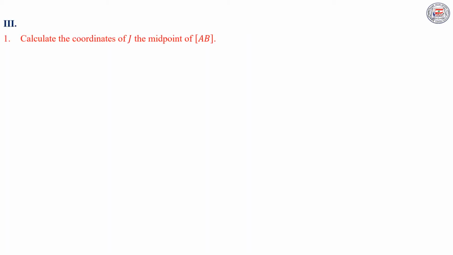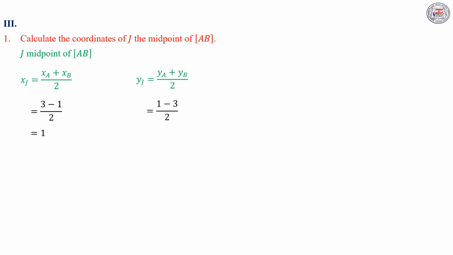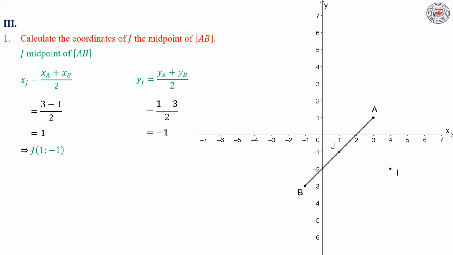In part 1, we have to calculate the coordinates of J, the midpoint of AB. So J is the midpoint of AB, then xJ equals (xA plus xB) over 2 equals (3 minus 1) over 2 equals 1. And yJ equals (yA plus yB) over 2 equals (1 minus 3) over 2 equals minus 1. Then the coordinates of J are (1, -1). And this is the location of J in the orthonormal system.